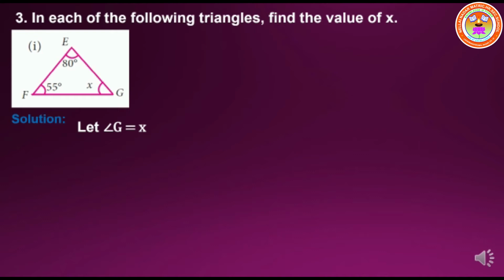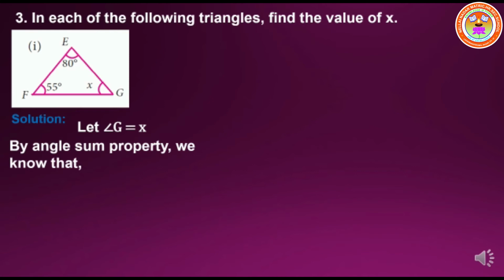Now, we just learned the angle sum property of a triangle. The angle sum property of a triangle states that the sum of the three angles in a triangle will be equal to 180 degrees. So, using that, by angle sum property, we know that angle E plus angle F plus angle G is equal to 180 degrees. So what I have done? I have added all the three angles.